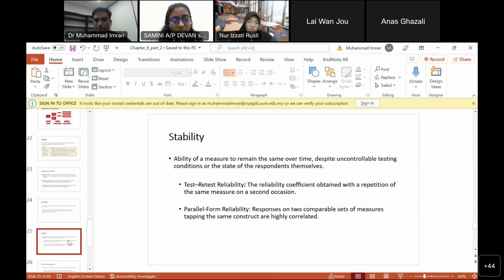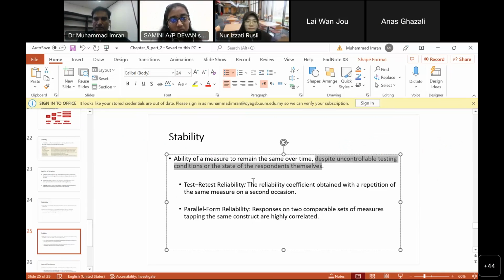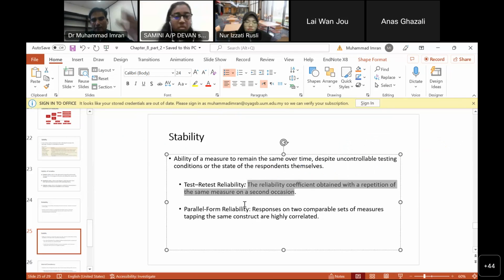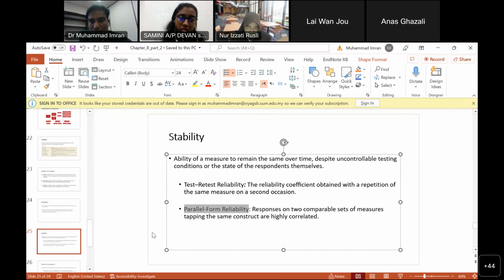It's called stability, despite uncontrollable testing conditions or the state of the respondents themselves. Test-retest reliability is the coefficient obtained with the repetition of the same measure in a second session. One time you collect the data, the test, and again collect the data, the retest. Then parallel form reliability: the responses on two comparable sets of measures tapping the same construct are highly correlated.